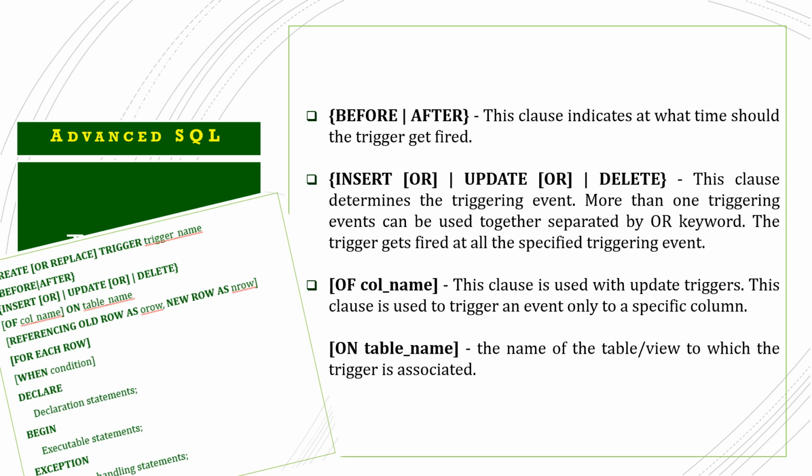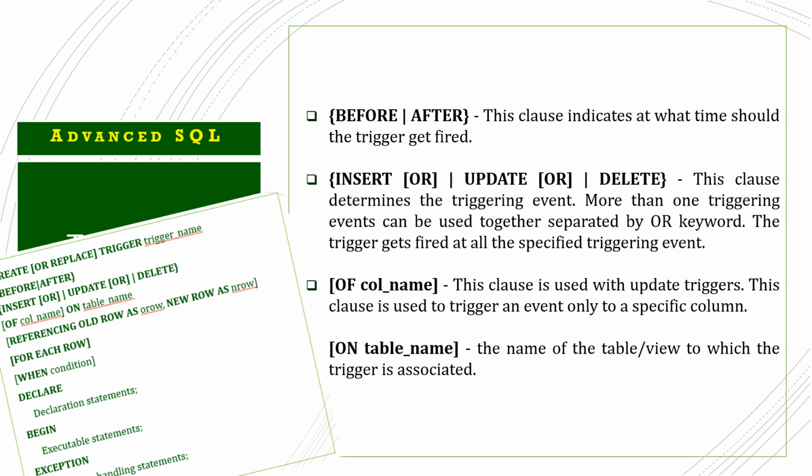Then comes the keyword of column name. This clause is used with only the update triggers, and it is used to trigger an event only for a specific column. In the case of insert or delete, we are dealing with the entire row. We are going to insert a particular row or delete a particular row. But in the case of update, we are going to update only a column's values, right? So we have to specify the column name. So the of column name clause is used only with the update triggers.